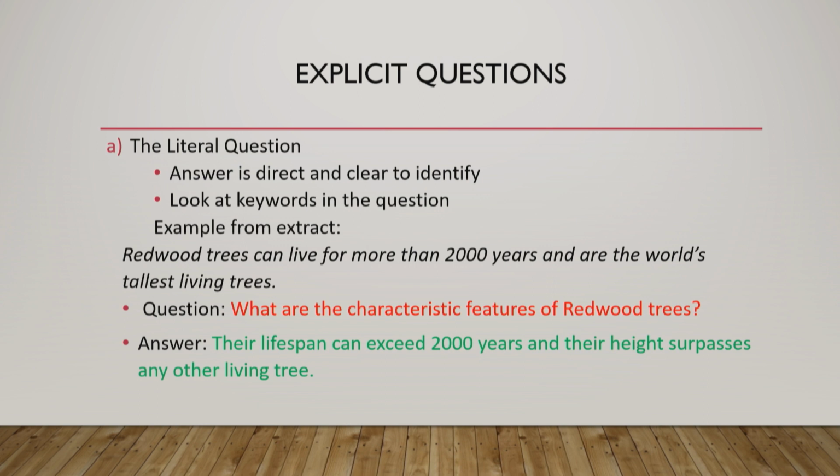Redwood trees can live for more than 2,000 years and are the world's tallest living trees. The question based on this sentence is, what are the characteristic features of redwood trees? The answer is straightforward, and it is their lifespan can exceed 2,000 years and their height surpasses any other living tree.